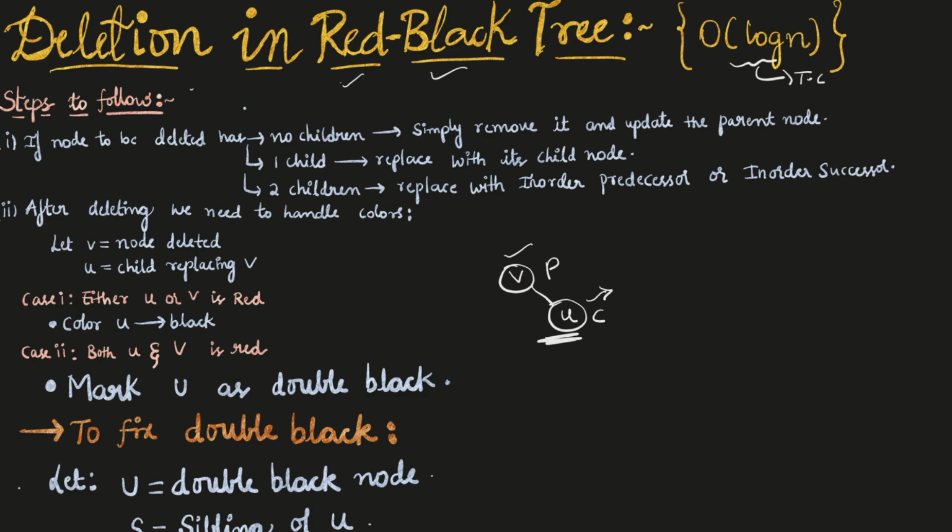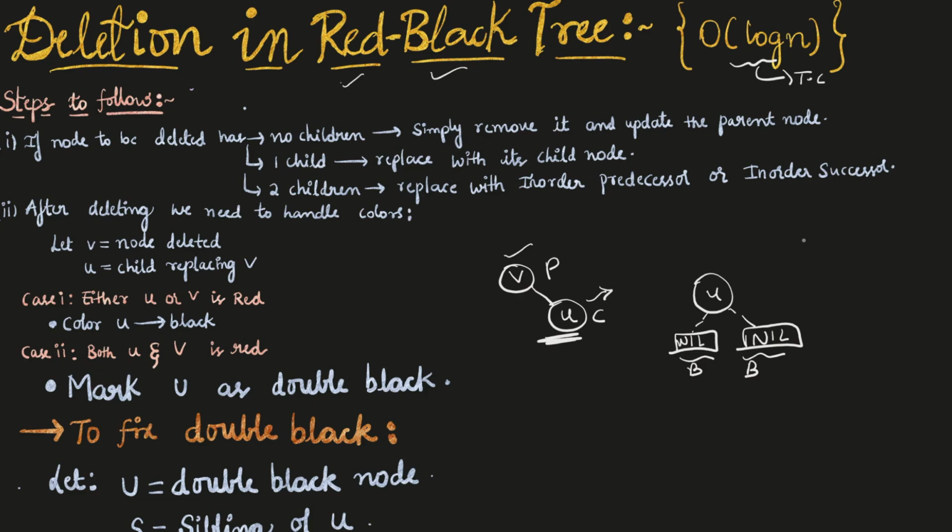Suppose now there is a leaf node and you have to delete this. So the children of U are these null nodes. I have already said in the last video that these are also black in color, both of them. Okay, so let's see the two possible cases.